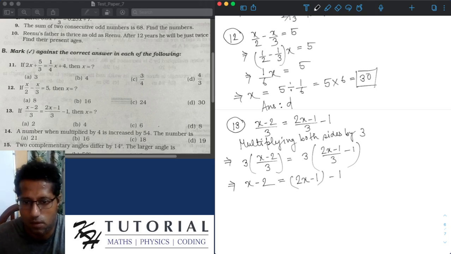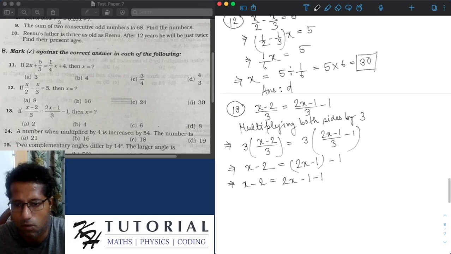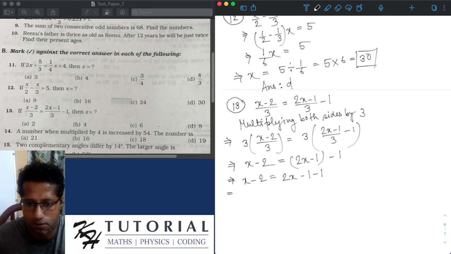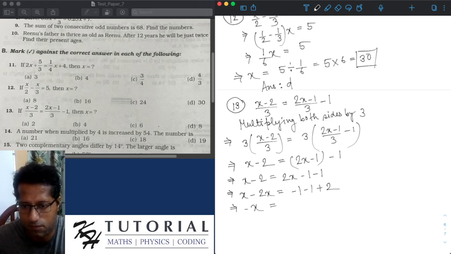So we have this. Now if we open the brackets on the LHS, on the RHS, this is 2x minus 1 minus, and there is also minus 1. Okay, let me do it step by step. Now we will bring all the variable terms, that is the x terms, on the left hand side, and all the constant terms to the right hand side, and this becomes x minus 2x equals minus 1 plus 2. Now this implies x minus 2x is minus x equals minus 1 plus 2 is 0. So this implies x is 0.